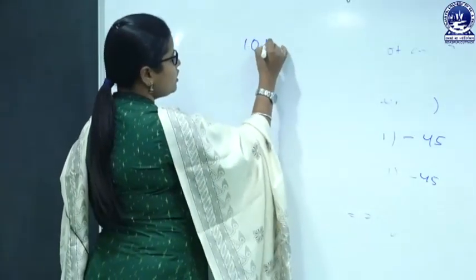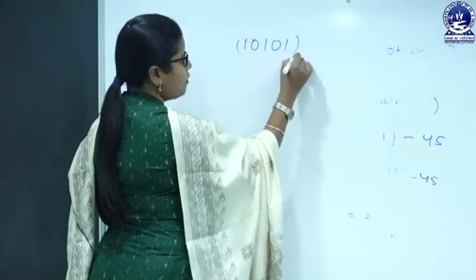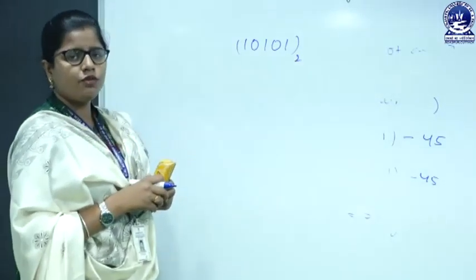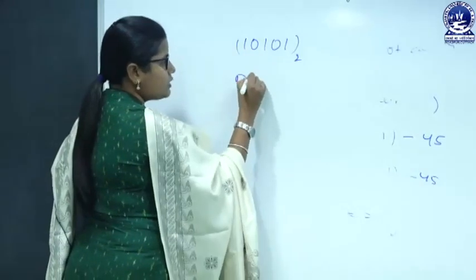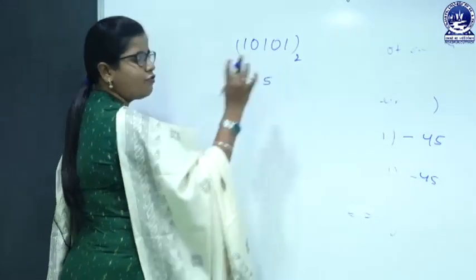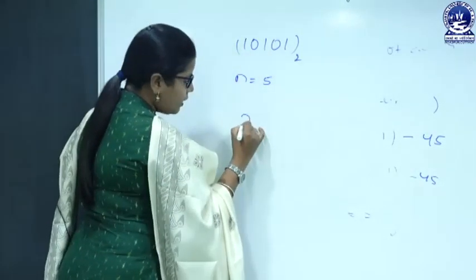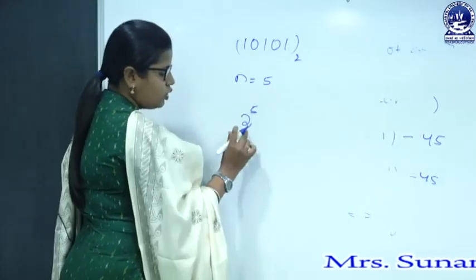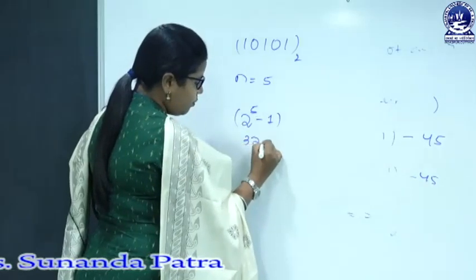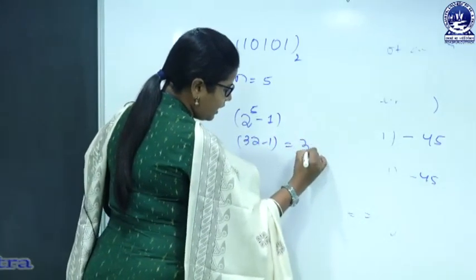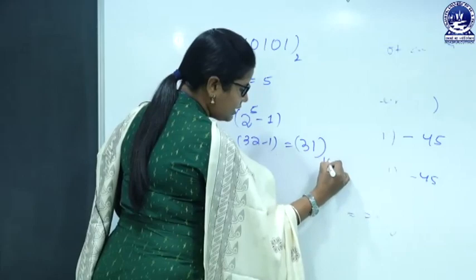Suppose another question is 10101 base 2. Now we have to find the complement of this number. So here n is what? n is 5, there are 5 digits. So base raised to the power n, 2 to the power 5, minus 1. So that is 32 minus 1. What we will get is 31 base 10.